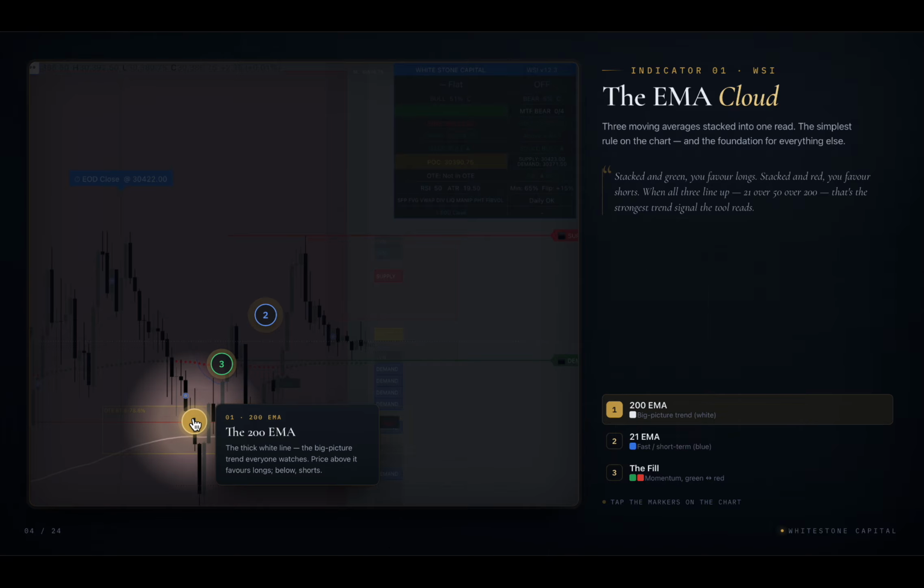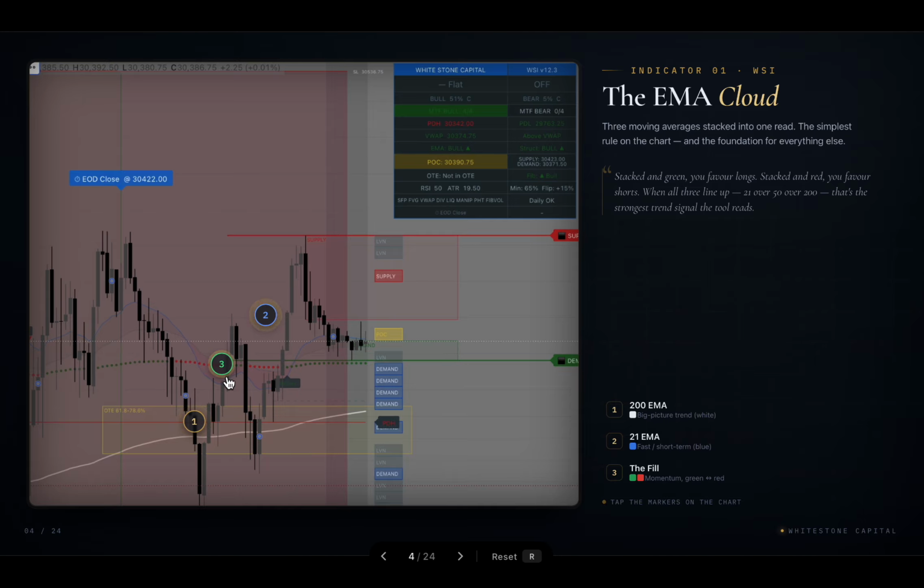We're going to start with the 3 moving averages. This is the EMA cloud. The thin blue line is the 21 EMA, your fast trend. The gray line is the 50 EMA, your medium trend. And then the thick white line is the 200 EMA, the big picture trend line everyone watches. Now look at the shaded area between 21 and 50. Right here. When it is green, the momentum is up. But when it flips red, the momentum has turned down. Simple rule, stacked in green, favor longs. Stacked in red, favor shorts.